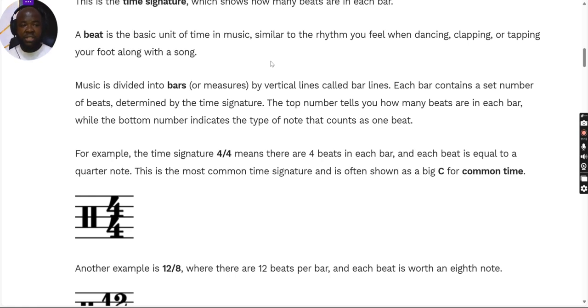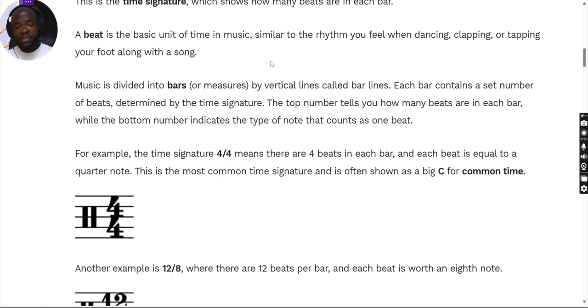So you can have a music of 8 bars, when you hear people saying 8 bars, 16 bars, and all of that. Each bar contains a set number of beats, determined by the time signature. That beat might have subdivisions and all of that, but the time signature is what determines the set number of beats. The top number tells you how many beats in each bar, while the bottom number indicates the type of notes that count as one beat.